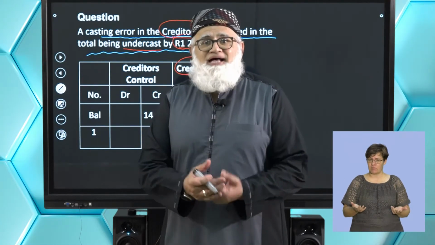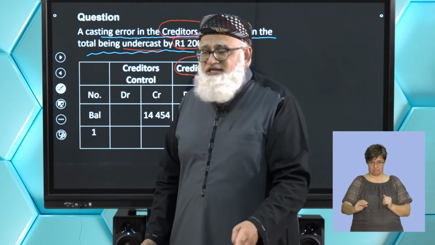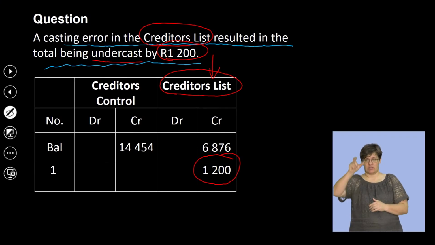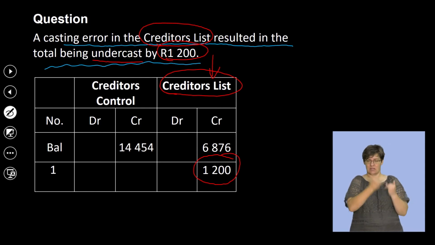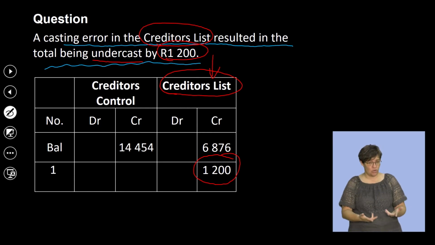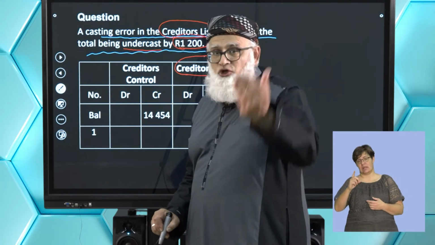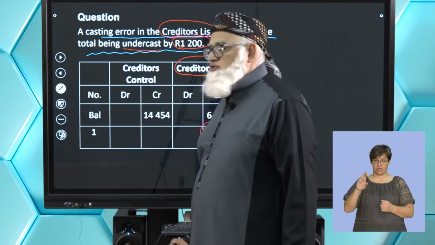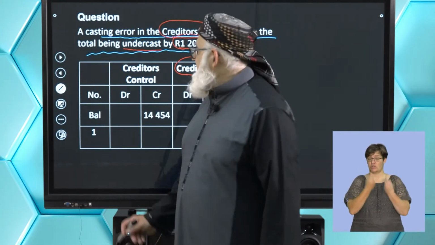Obviously, it was undercast, meaning it was added incorrectly. So what do we do? Correct it. Put the amount in my creditors list in the credit column. Sometimes you are not given debit and credit in your answer book. You are just given creditors control and creditors list. In that case, you must know whether you are adding or subtracting. But in this particular example, you are given debit, credit, so you know you want to increase your list. Therefore, you credit it with the 1,200. Done and dusted. Problem resolved, challenge solved, move on to the next one.